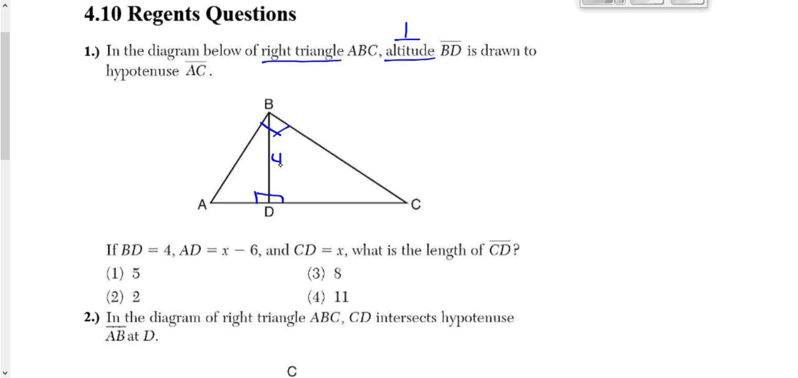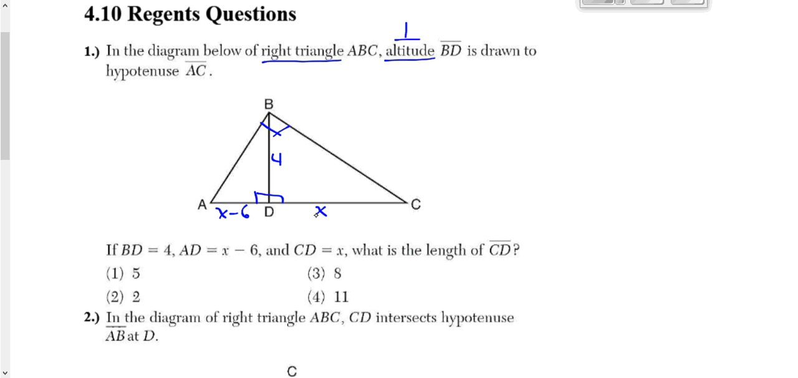BD is 4. AD is X minus 6. And CD is X. Well, which case is this, guys, if we're going after the length of CD? From what we're given, which case is this? First, second, or third? First. First, isn't it? Yep. 4 is a geometric mean between these two, isn't it? Yep. So what's our setup?